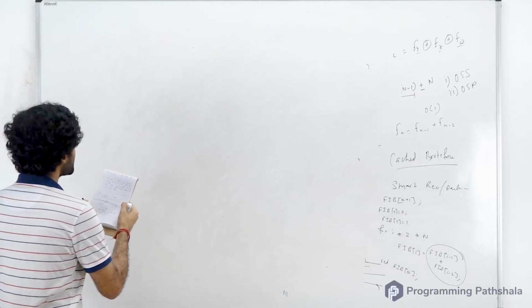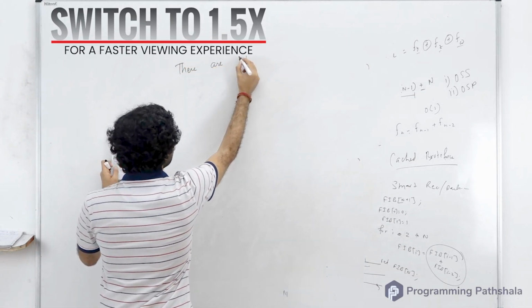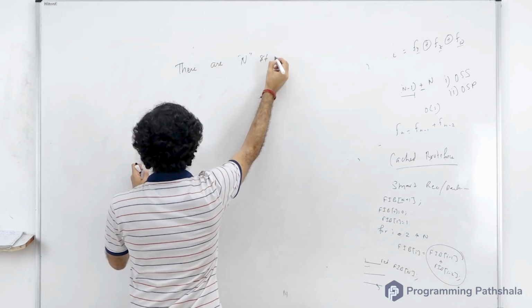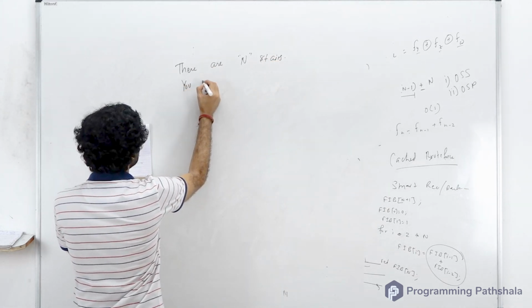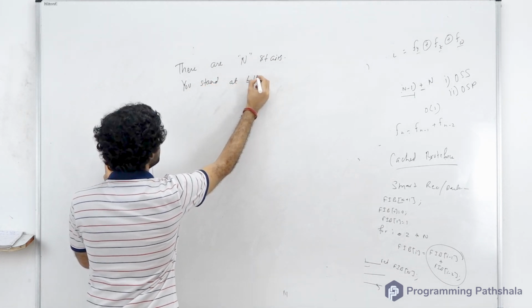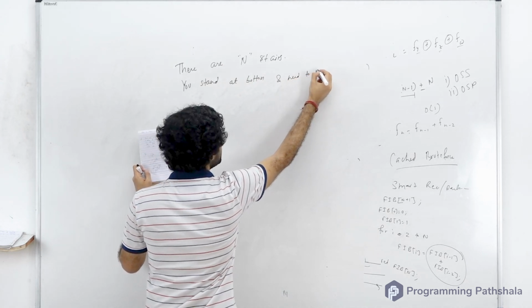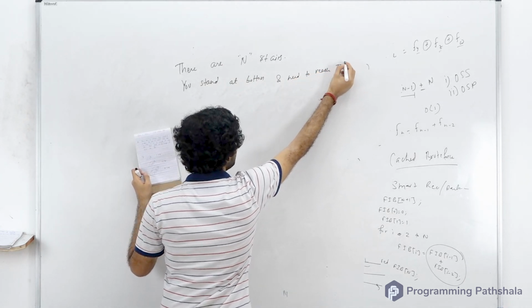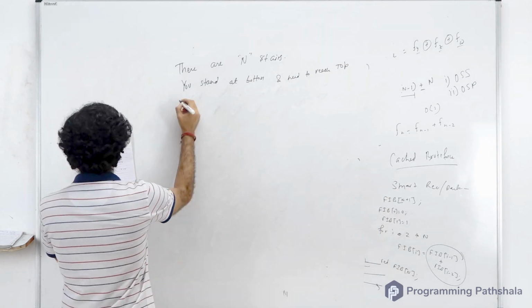So the question says that there are n stairs, and you stand at the bottom and need to reach the top. So you're standing at the bottom and you need to reach the top.